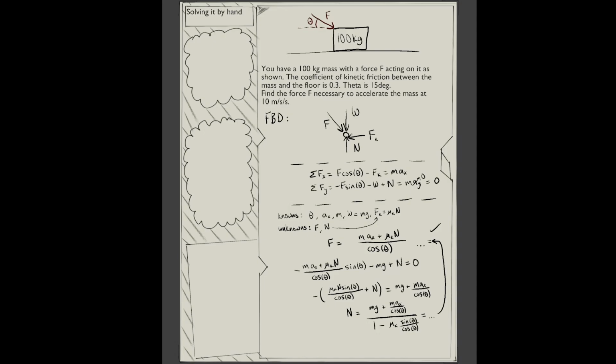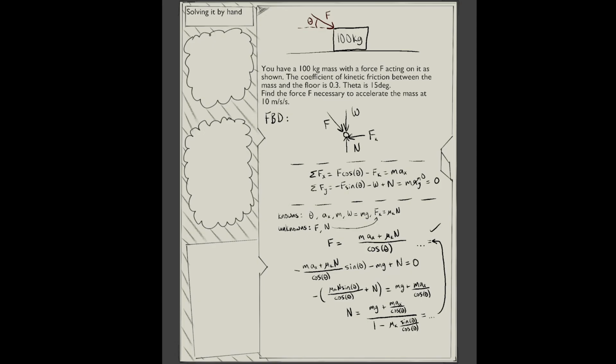So here we can break it down. Sum of the forces in X: this is F, the force here, times cosine of theta, minus Fk, the kinetic friction, equals mass times the acceleration in X. Then you have the forces in Y. This F is acting downwards, so negative F sine of theta, negative W, and positive N. And this equals mass times acceleration in Y, which is zero, since the block is not bouncing up and down, it's just sliding along the surface.